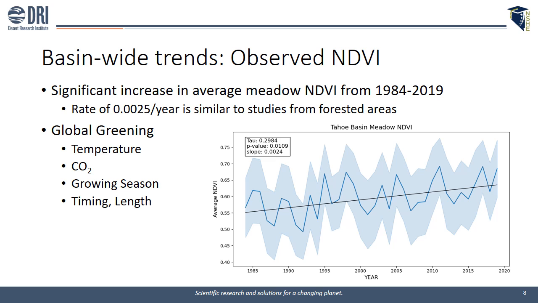And this is similar to studies that we see across the globe from forested areas. There is research attributing this to rising temperature, rising levels of CO2 that better foster plant growth, a longer growing season, and a change in the timing and the length of the growing season, as well as changes in the precipitation pattern. So this is consistent with data from across the globe, and we're seeing that same thing happen in the basin itself.